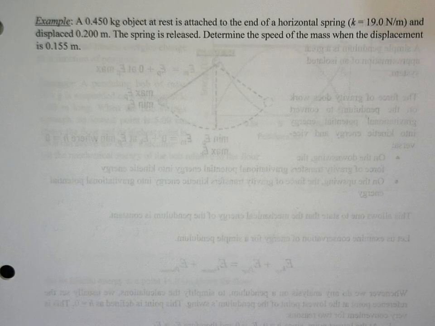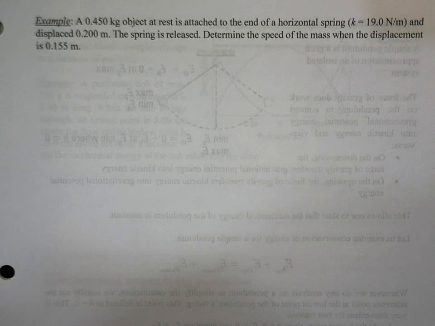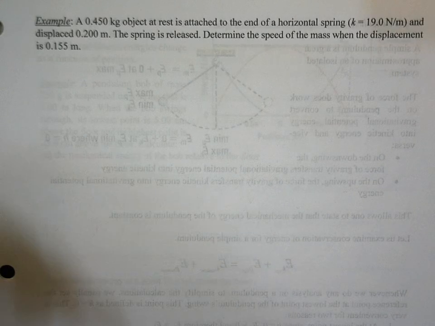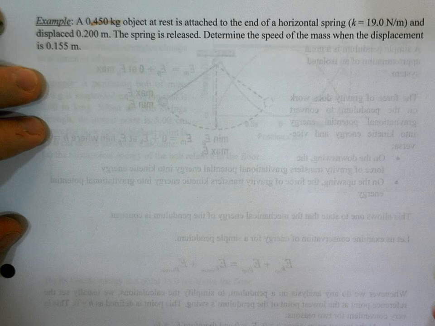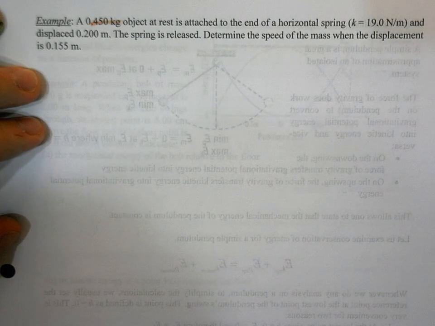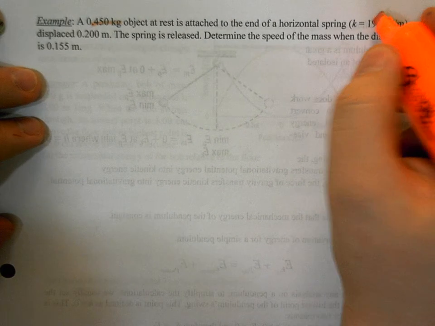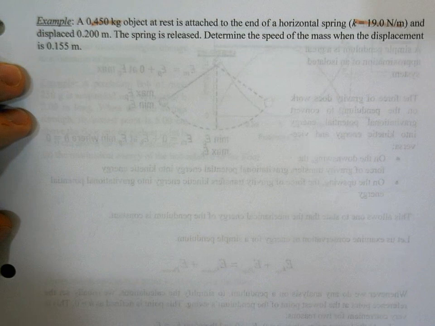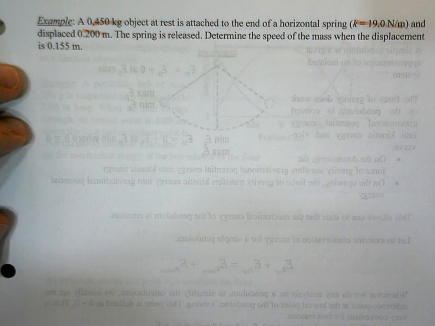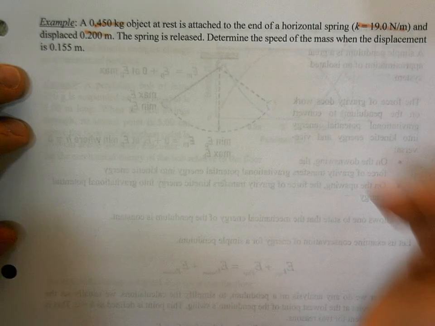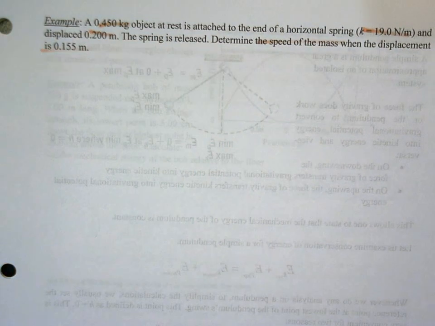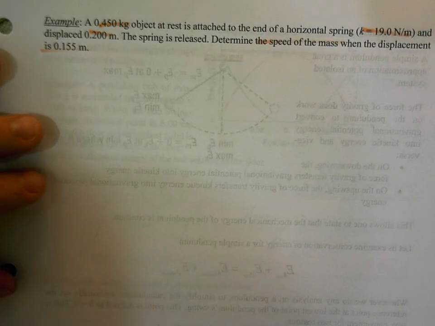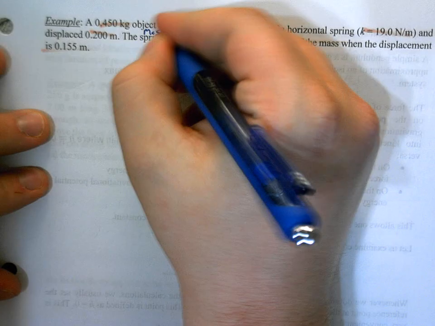All right, let's look at one more example of conservation of energy in action, and this time we're going to throw in another spring because we always really love the springs. So I have a 0.450 kilogram object. It's at rest and it's attached to the end of a horizontal spring with a spring constant of 19 newtons per meter, and it's displaced 0.200 meters. So the spring is released, and then we want to find the speed of the mass when the displacement is 0.155 meters. I guess I should probably say the mass is released, not necessarily the spring.